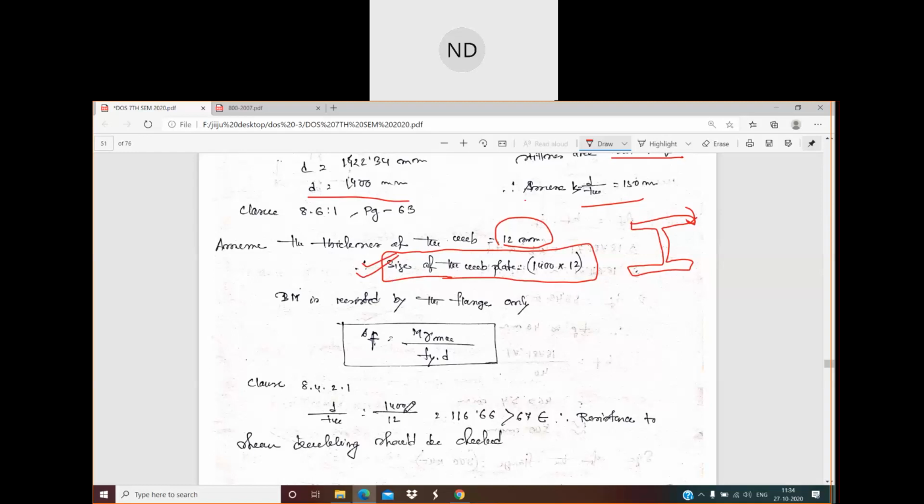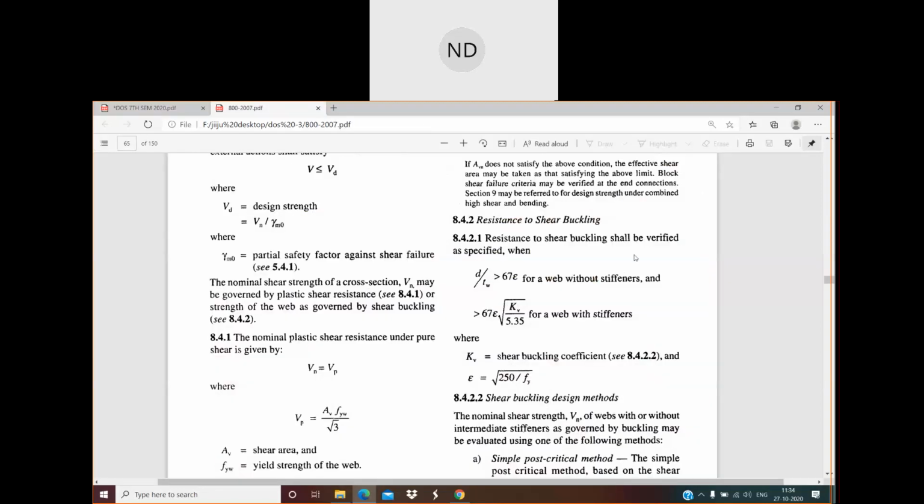D by tw is how much? 1100, sorry, 116.66, which is greater than 67 epsilon. Therefore, resistance to shear buckling should be checked. See here, resistance to shear buckling should be verified as specified when this much is greater than this much.